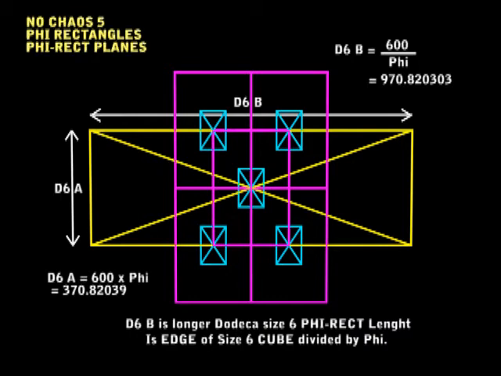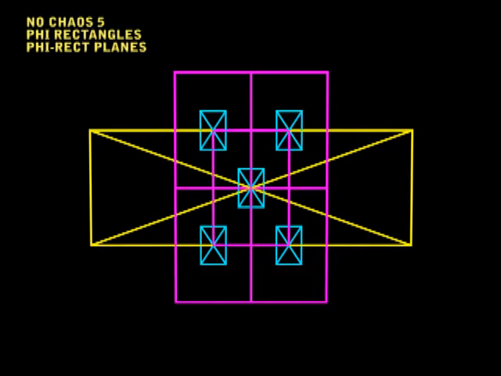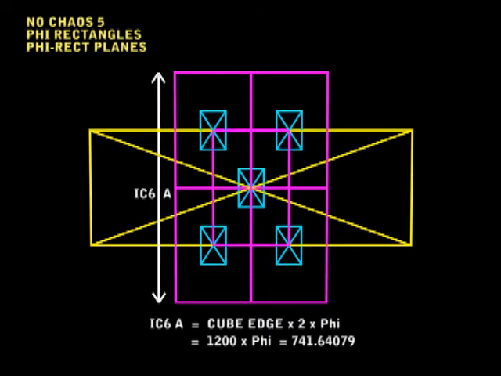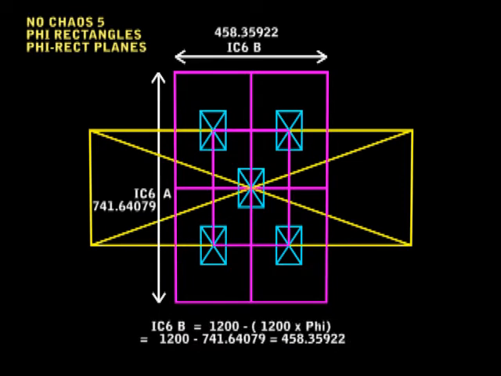Okay, let's check out the size 6 icosa rectangle. So let's look at the vertical edge first. This is a size 6 icosa, so we'll call it IC6A. Now this length works out to double the cube edge times phi. And you can see that we get ICB, the shorter length, by taking that measurement away from 1200. So you can see that the cube edge determines the size of any combination of icosahedron and dodeca. Now something else. Now look at the D6A edge.